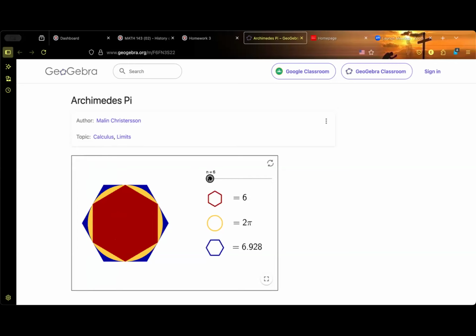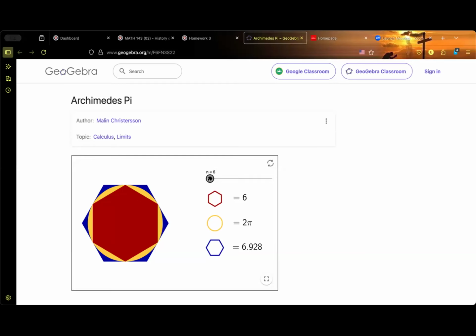So now let's check out n equals 6. As we see here, now we're working with a six-sided polygon. And the circle is still obviously 2 pi. We also have a six-sided polygon with the shape getting to an approximation of 2 pi, as 6 is now less than 2 pi, and that 2 pi is less than 6.928. The red polygon with the perimeter here is 6.928 and makes about 6 equilateral triangles.